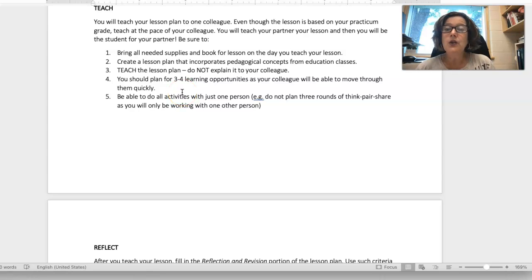You should plan for 3 to 4 learning opportunities, as your colleague will be able to move through them quickly. So if you plan only one learning opportunity and it takes only 4 minutes, you've got 26 minutes to fill, which is not a comfortable situation, right? And I'm going to hold you to that 30 minutes because, again, you want to get a sense of the pacing. How long do things take?